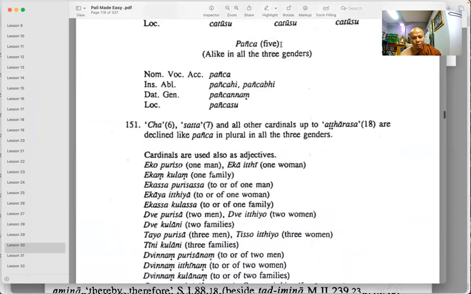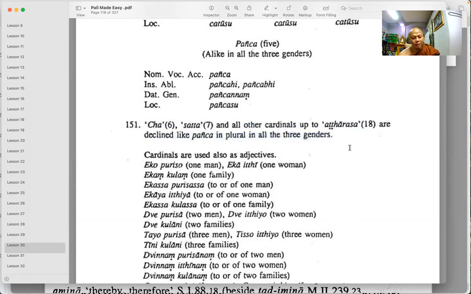And then banja. So here banja also 5. So banja, here vocative case. Actually, vocative is rarely used: banjahi, banjabi, and then banjana, banjasu. You see here this information. So cha, sada, and then all cardinal numbers up to aṭṭhārasa are declined like the banja in plural form in all three genders. The same one. Okay.